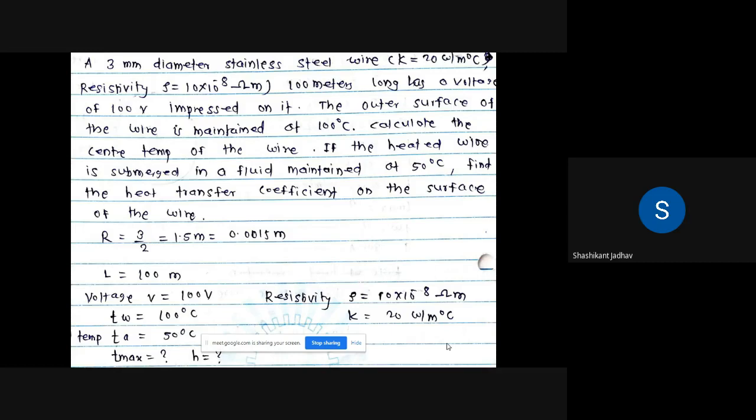If the heated wire is submerged in a fluid maintained at 50 degrees Celsius, find the heat transfer coefficient on the surface of the wire.